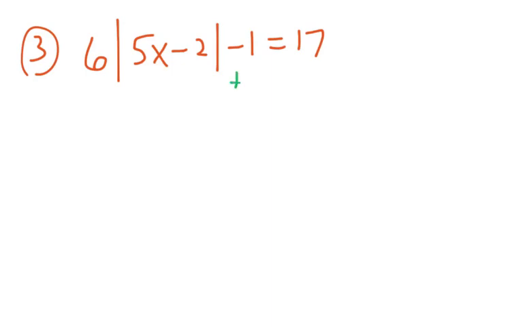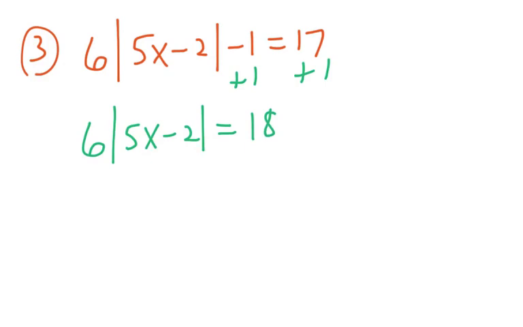So we're going to first add 1 to both sides. So that gives me 6 times the absolute value of 5x minus 2 is equal to 18. Now, typically we would distribute that 6 across the quantity 5x minus 2, but these are absolute value bars, and distributing will not always work. So the best thing we should do is just divide both sides by 6.